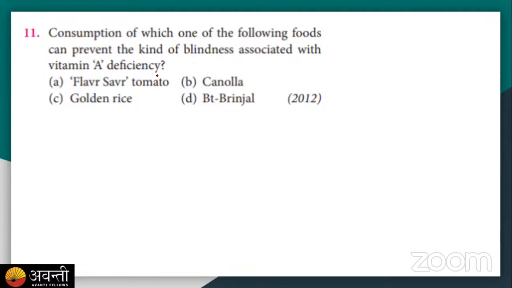Very good. So your next question is, consumption of which one of the following foods can prevent the kind of blindness associated with vitamin A deficiency? Out of these given four plants, which is able to reduce or eliminate the vitamin A deficiency? A, Flavr Savr tomato, B, canola, C, golden rice, and D, BT brinjal.